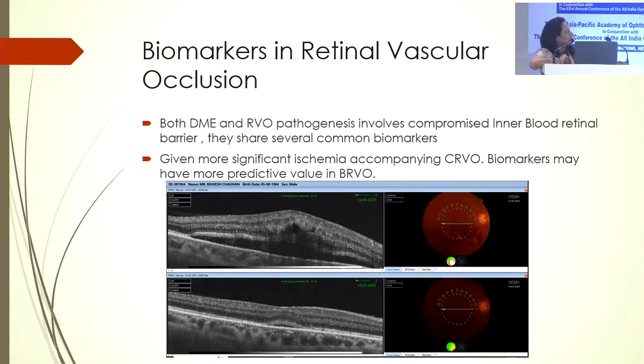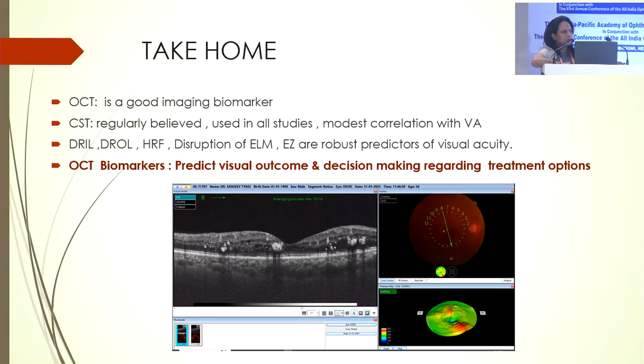Just one mention about the retinal vascular occlusions. DME and RVO have more or less the same pathophysiology, and so they share most of the biomarkers, whereas CRVO could have more of an ischemic component, so biomarkers there become very different or may not have as much relevance. The macular edema in vascular occlusions resolves beautifully, and most of the time the retinal architecture is very beautifully retained here.